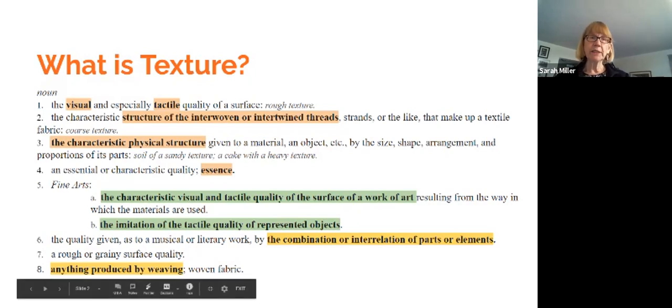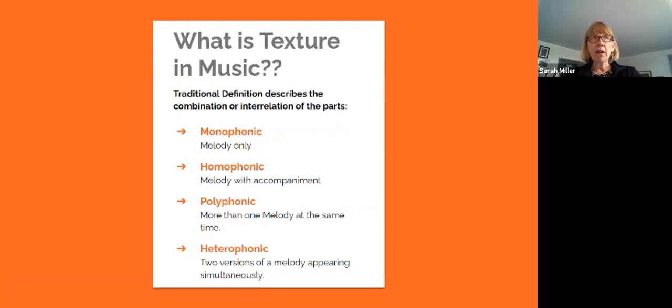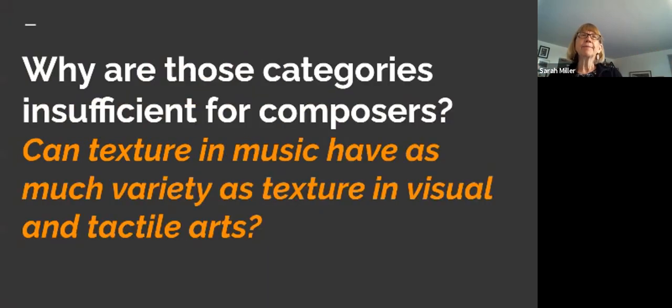Now, this is the traditional definition of texture in music. Usually it's talked about as being one of these things: monophonic, just a melody like a trumpet fanfare; homophonic, melody with accompaniment; polyphonic, more than one melody at the same time; heterophonic, two versions of a melody appearing simultaneously. Now, why is this insufficient for a composer? Anybody have any ideas?